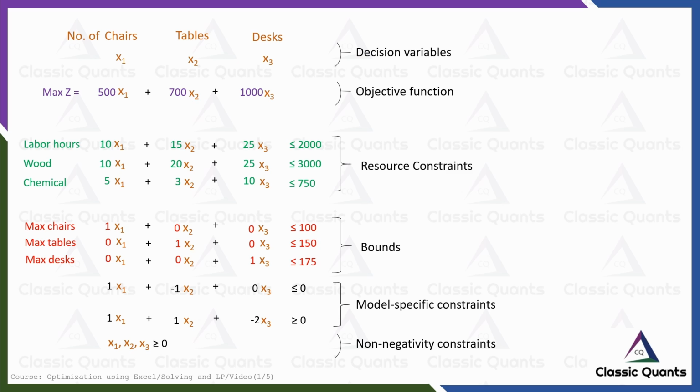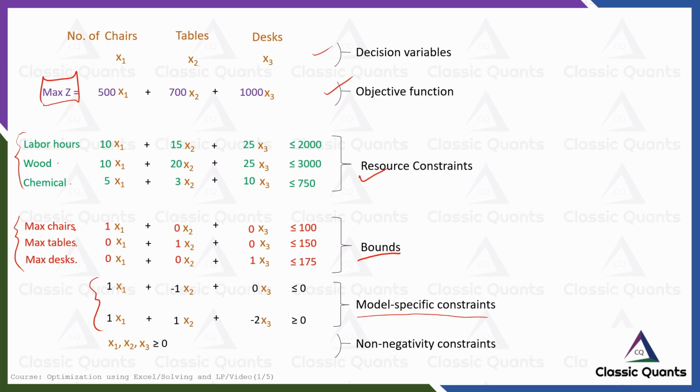So just to restate the various components of this problem, the x1, x2, x3 portion was your decision variables, max z was your profit, total profit, which is the objective function. These are various resources, labor hours, wood and chemical. These are your resource constraints. Then there are limits for the maximum demand for the chairs, tables and desks. These are your bounds.